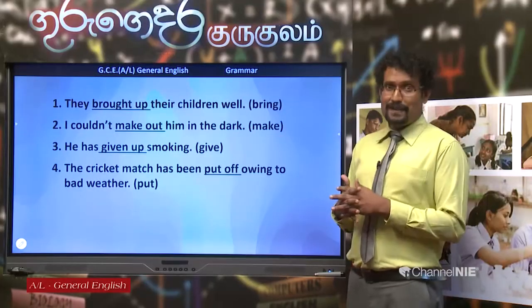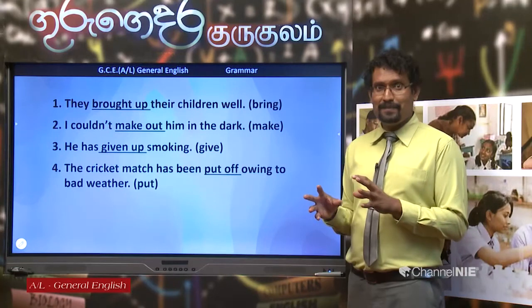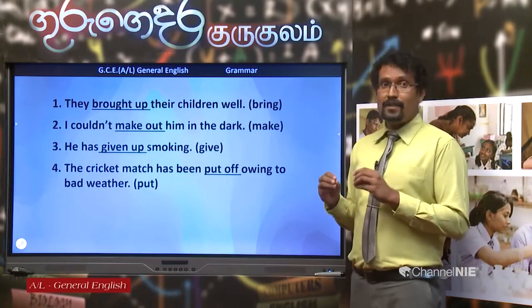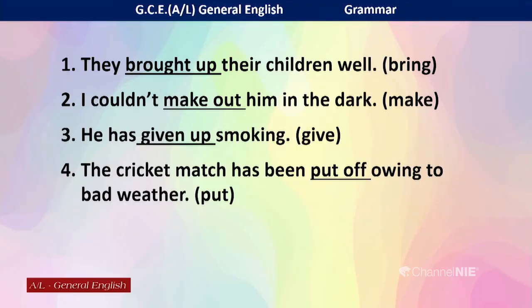They brought up their children well. I couldn't make out him in the dark. I couldn't recognize him in the dark. He has given up smoking. He has stopped smoking. He has learned the consequences of smoking, so he has given up smoking. The cricket match has been put off owing to bad weather. Because of bad weather, the cricket match has been put off. The cricket match has been postponed owing to bad weather.